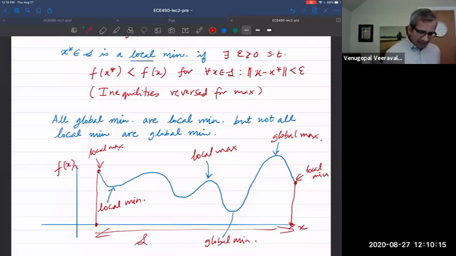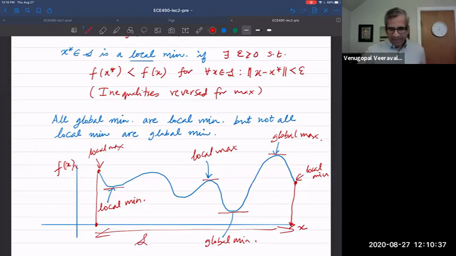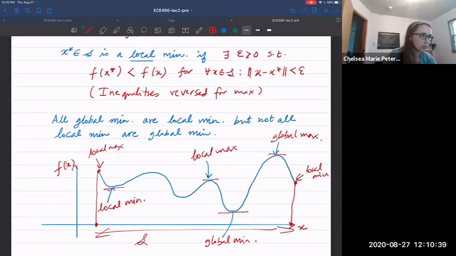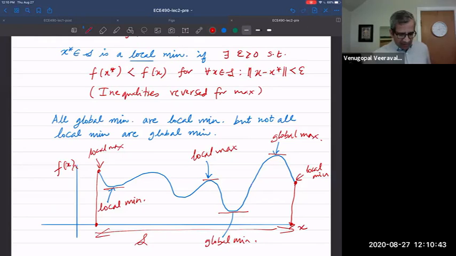Just by looking at this picture, you can immediately see, and you probably saw this in the calculus course before, that these local minima and maxima satisfy a property. And what is that property in one dimension? The derivative is 0. Very good. So at these extreme points, the derivative is 0.